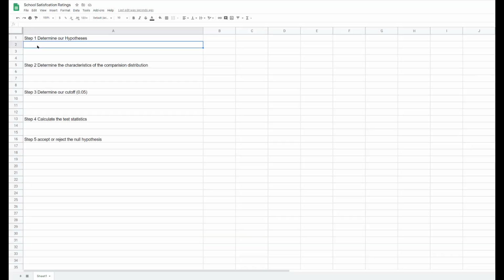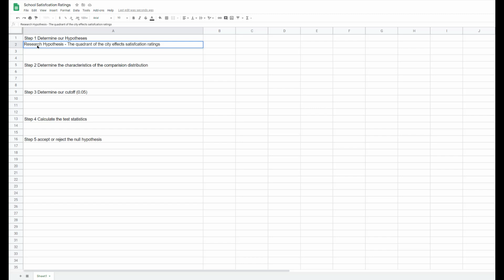Alright, so I'm back over here at Google Sheets. So let's work through the 5 steps of hypothesis testing in action and test our school satisfaction survey. So the first thing to do is to determine our hypotheses. So we're going to have the research hypothesis. In this case, it could be that the quadrant of the city affects satisfaction ratings.